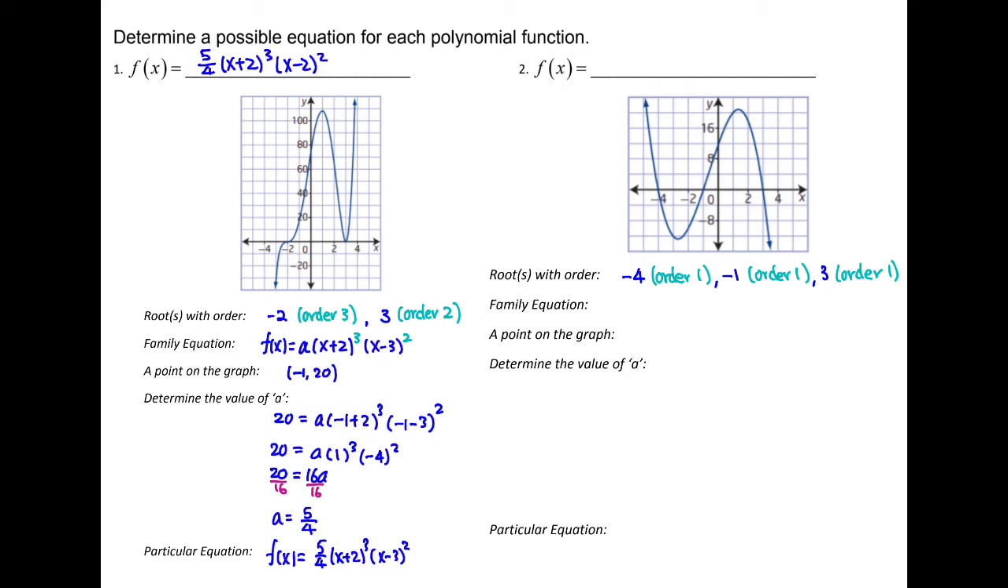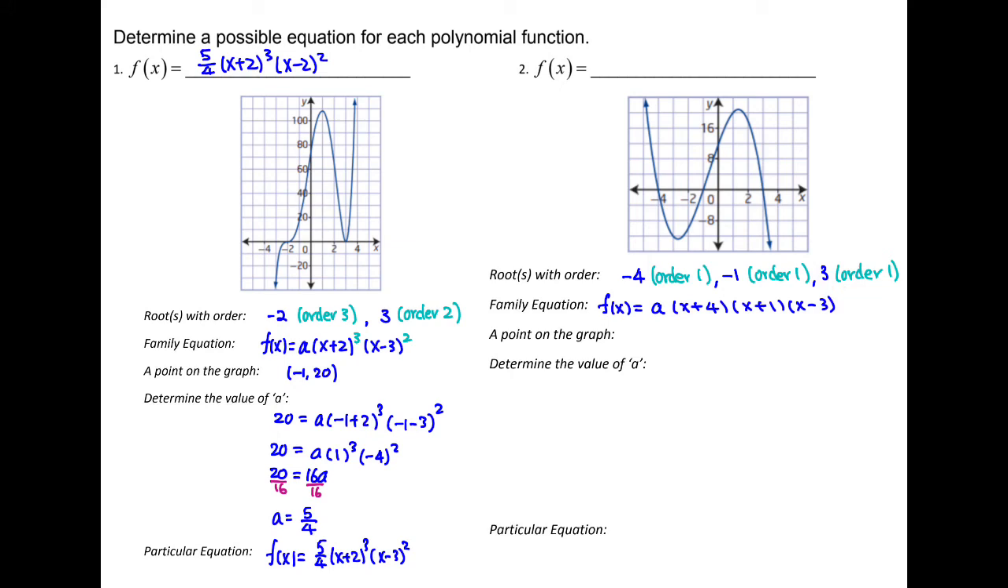Now we can find our family equation in factor form. f(x) equals a. The root x equals -4 comes from the factor x plus 4. Order of 1, that means the exponent is 1, so we don't have to write it. The x-intercept of -1 comes from the factor x plus 1. Order 1, exponent is 1, so we don't have to write it. The x-intercept at 3 comes from the factor x minus 3. Once again, the order is 1, that means we don't have to write the exponent of 1.